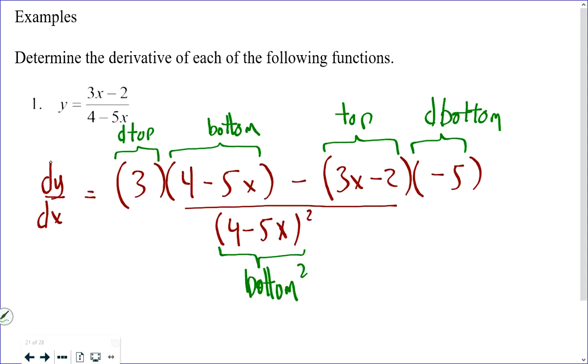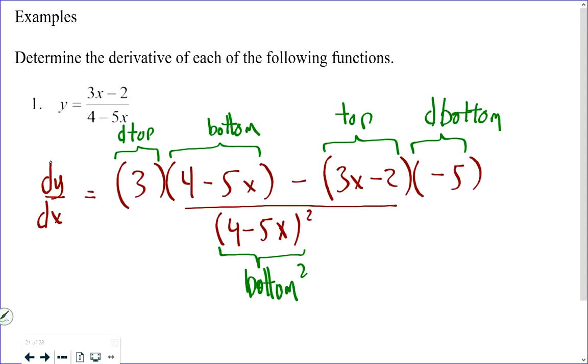So we're okay with that step? There is never any reason ever to FOIL out the bottom. We always want all of our expressions, and this is going to continue throughout the whole course, in factored form because we want to be able to simplify them, number one. And number two, we want to be able to tell what values of x make the top or the bottom 0. And I can tell that a 0 of the bottom is 4/5. And that's an important number in terms of the derivative. We won't worry about why it's important just yet, but it will be an important number.